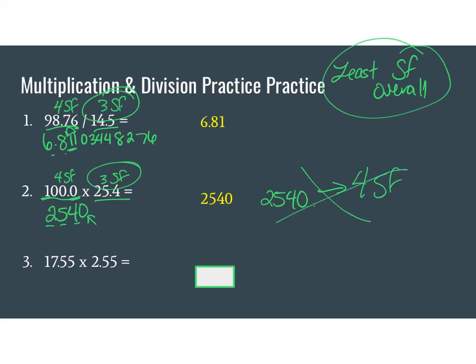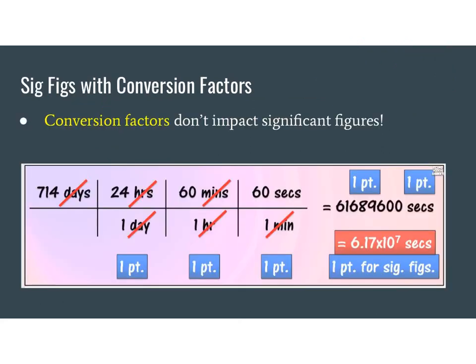Last but not least, we have 17.55 times 2.55. And when I put that one in my calculator, what I ended up with was 44.7525. So I need to look. I have 4 sig figs here, 3 sig figs here. I can only go with 3 sig figs. Look at my 3rd and my 4th. What does this 5 do to my 7? Well, of course, it rounds it up. So I end up with 44.8. So with multiplication division, it's always least sig figs overall.